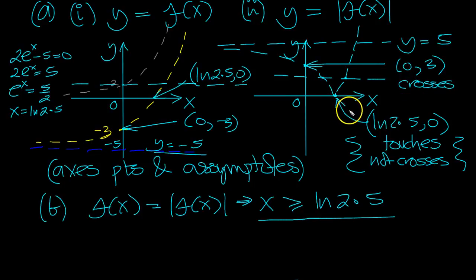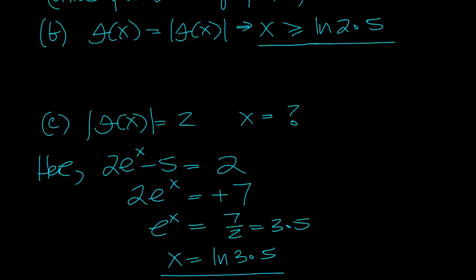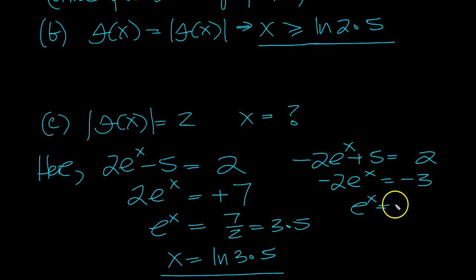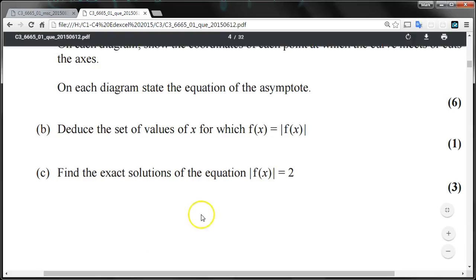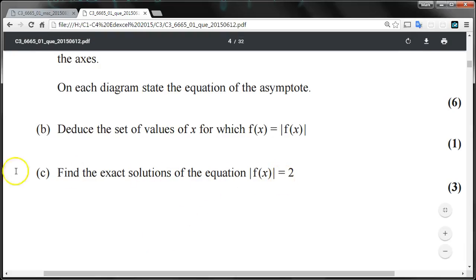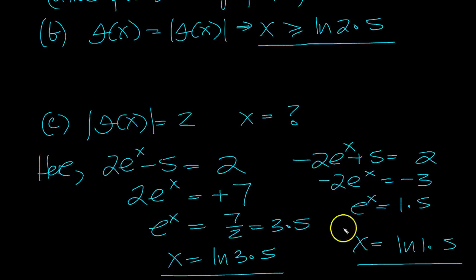So you've got to ask yourself, when does it, so it's the minus value of the function. So minus 2e to the x plus 5. When does that equal 2? Minus 2e to the x is equal to minus 3. e to the x is equal to 3 over 2, which is 1.5. x is equal to ln 1.5. And that's the other x value solution, which is what we wanted. And there's the solutions.